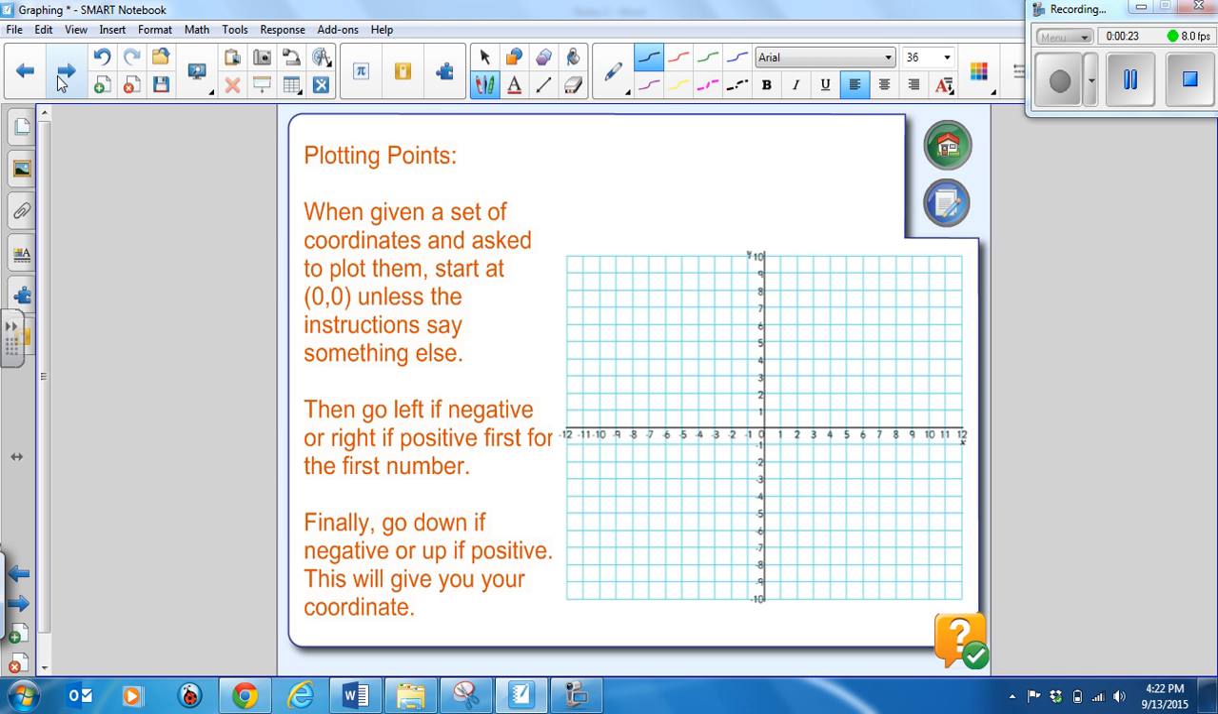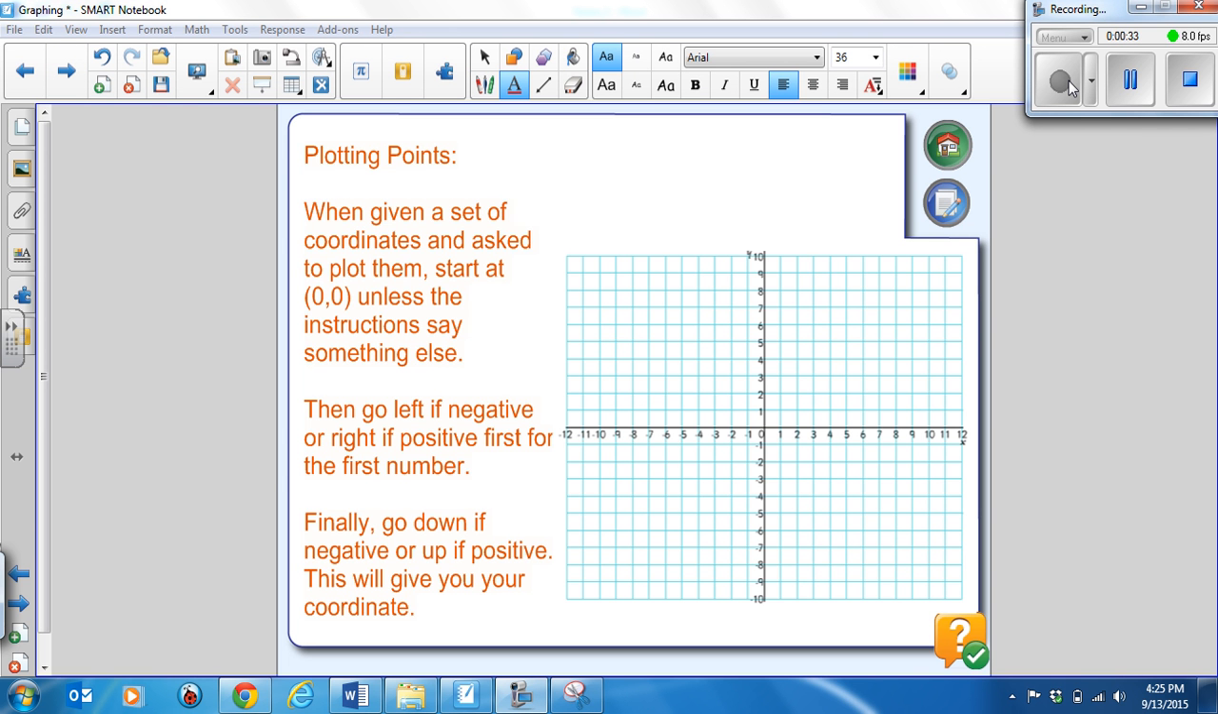So when we plot points, when we're given a set of coordinates and asked to plot them, we start at 0, 0 unless the directions say otherwise. Then go left if your x-coordinate is negative, or right if it's positive. And that again is your first number. So if this number is negative, you go to the left, and if it's positive, you go to the right. Then you go down if the y is negative, or you go up if it's positive.